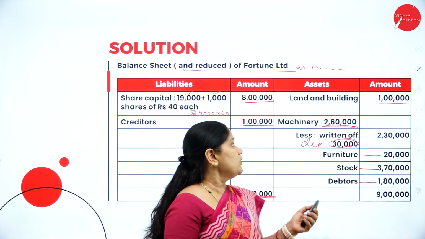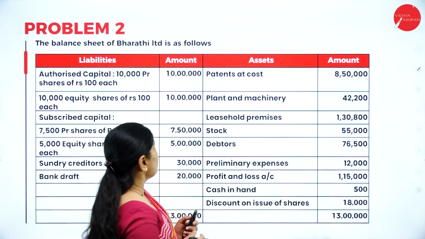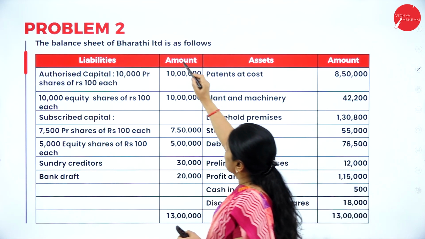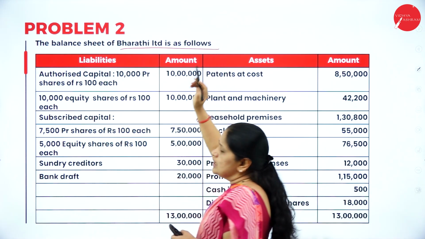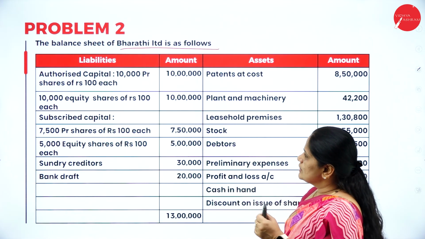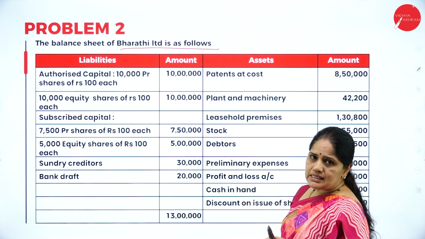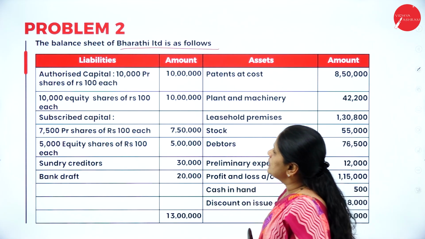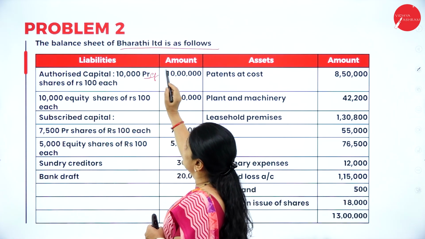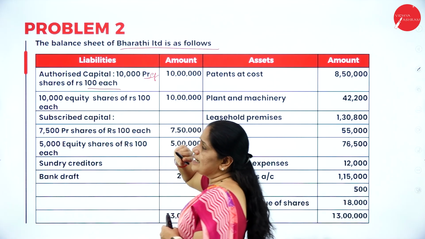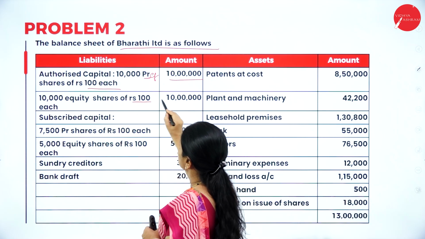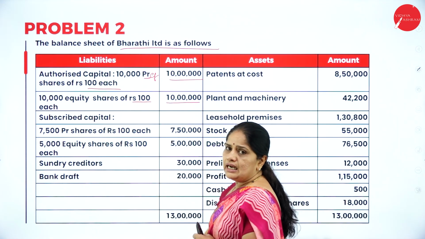Now we have one more problem here. So the next problem is, this is the balance sheet of Bharati Limited, as follows. So we will write the liabilities. On the liabilities side, we have the authorized capital. So authorized capital is 10,000 PR, that refers to the preference shares of rupees 100 each. So it is 10 lakhs. Then 10,000 equity shares of rupees 100 each, again 10 lakhs.